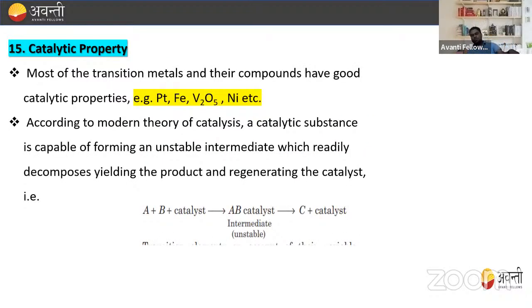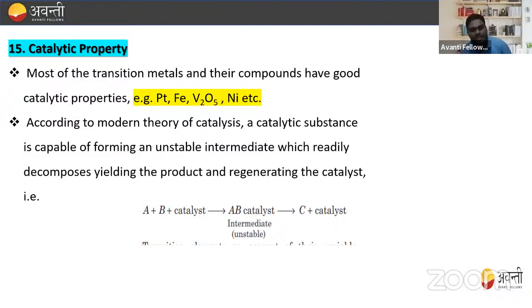Now, the next property that we are going to study is the catalytic property. So let's understand what the various catalytic properties shown by the transition elements are. Most of the transition metals and their compounds have good catalytic properties, like platinum, iron, vanadium pentoxide, and nickel.